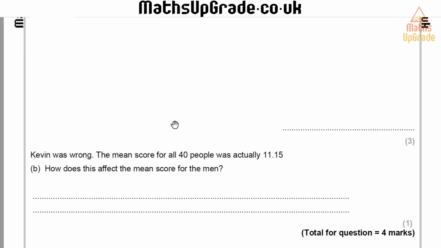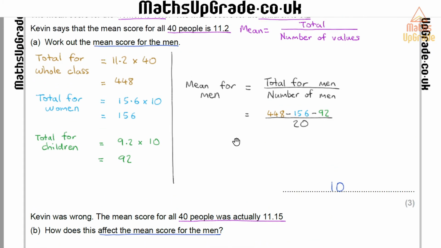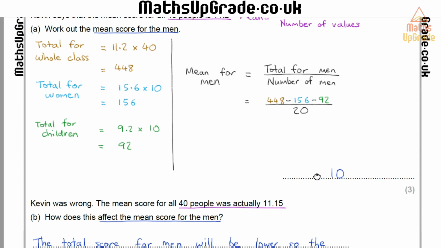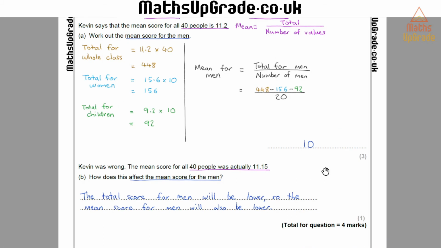The second part of the question tells us that Kevin is wrong. The mean score for all 40 people was actually 11.15. How does that affect the mean score for the men? So, if you remember here, we used the mean score for all 40 people as being 11.2. So if the mean score for the whole class is going to be slightly less at 11.15, that means the total for the whole class is going to be slightly less. So that means the total for the men will be slightly less, which means the mean score for the men will also be lower. So that's 4 marks there for the whole question.